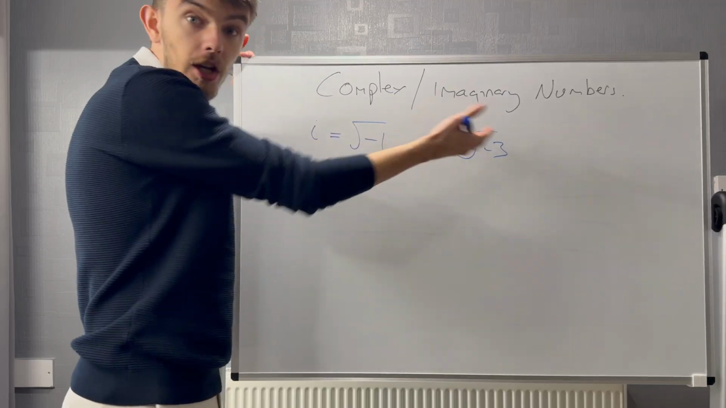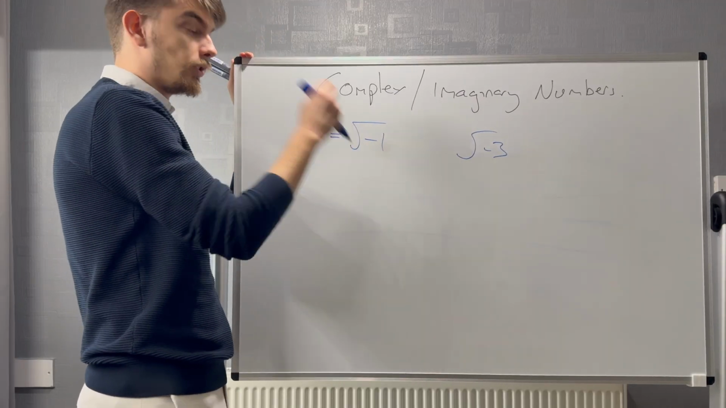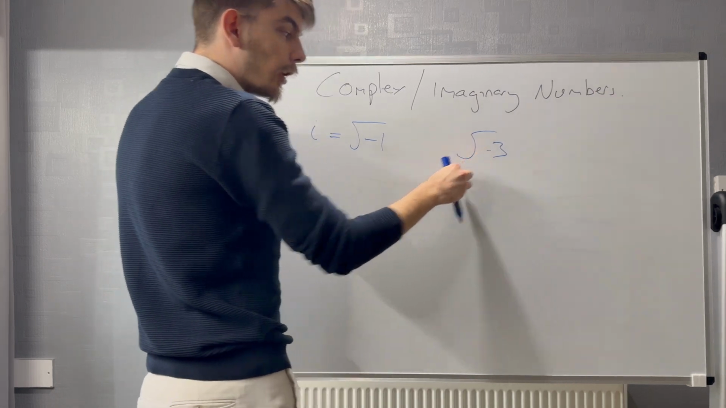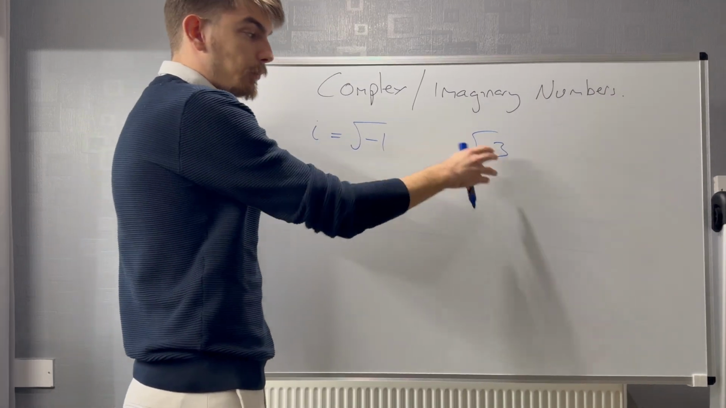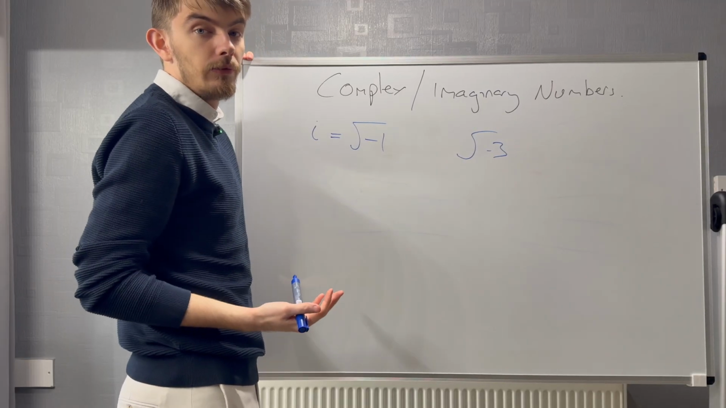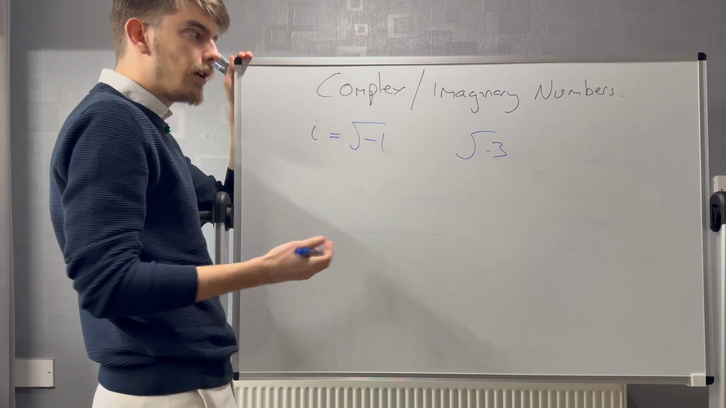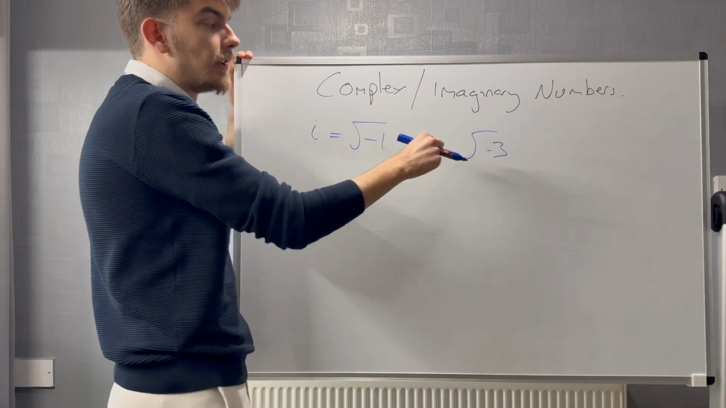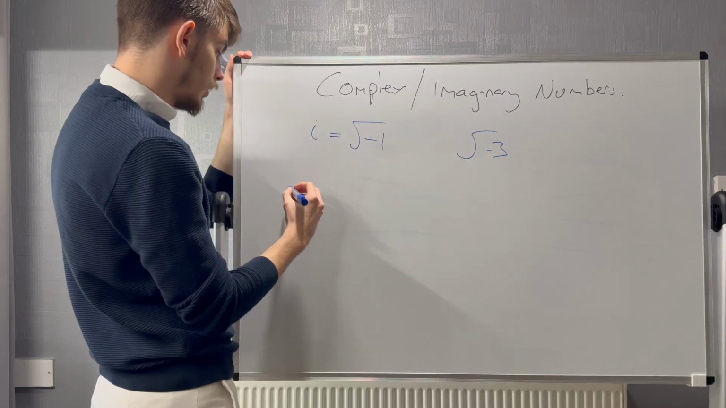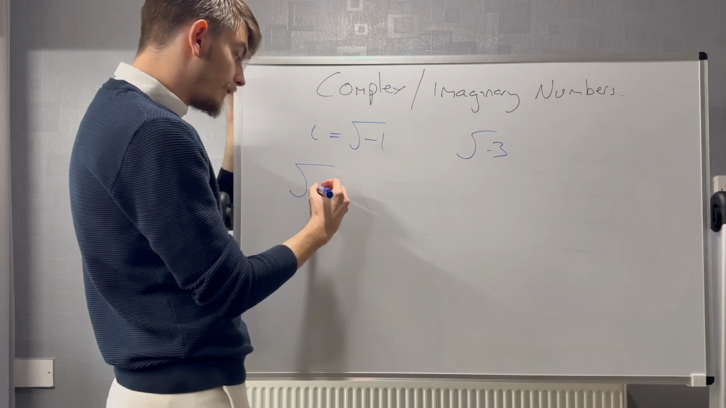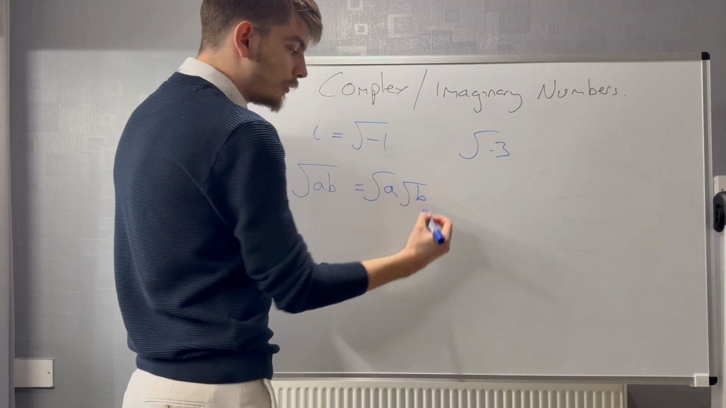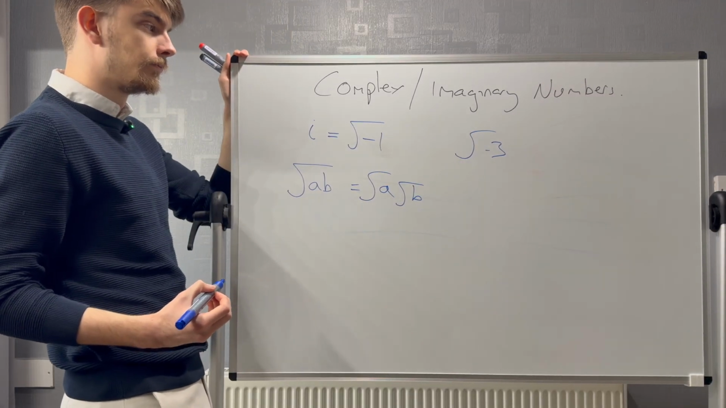This is a surd, more or less, yeah? Even though it's a 1, it's still a surd. And we are going to want to try and express this as the square root of minus 1 times something else. So, how do we simplify within a surd? Or how do we factorize out within a surd? Well, if I have the square root of AB, it is the same as the square root of A times the square root of B.